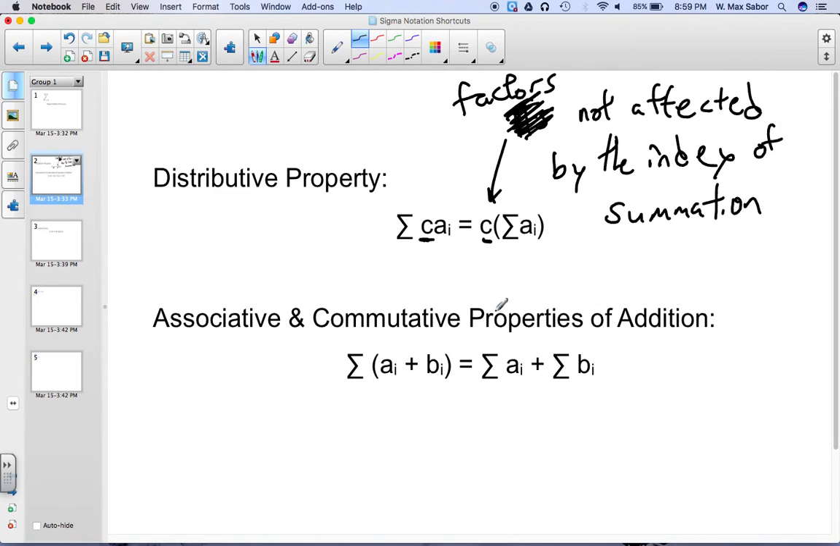And you can use the associative and commutative properties to say, well, if I have two sequences that are being added together before taking the sum, it's the same thing as reordering those things, taking the sum of the first sequence and the sum of the second sequence. That is okay.